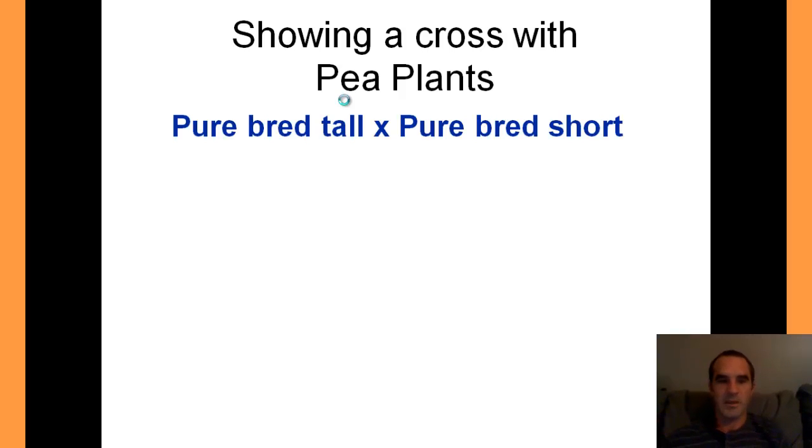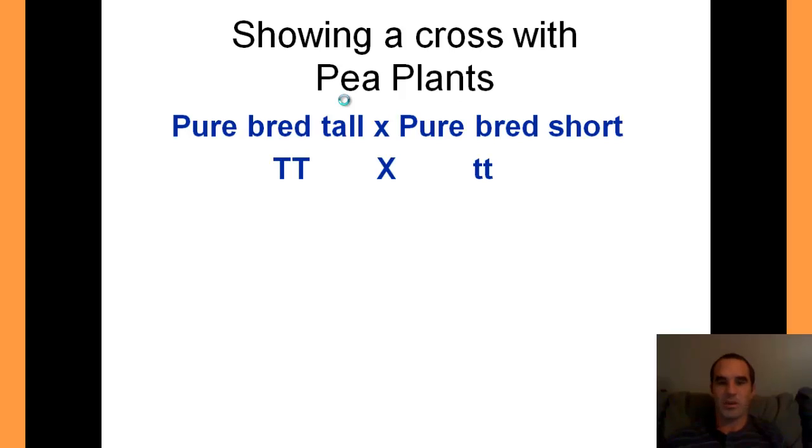We're crossing purebred tall with purebred short. So that means all the offspring of purebred tall would be tall, and all the offspring of purebred short would be short. We set up our cross first, so write that out first. What does it mean to be purebred tall with purebred short? It's uppercase T, uppercase T, lowercase t, lowercase t.